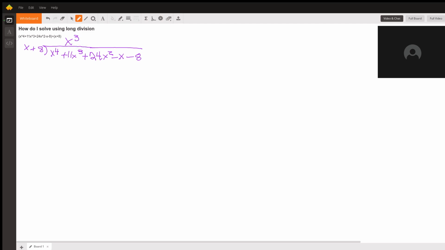Now we're going to distribute the x to the third times x plus 8. That will give you x to the fourth plus 8x cubed.